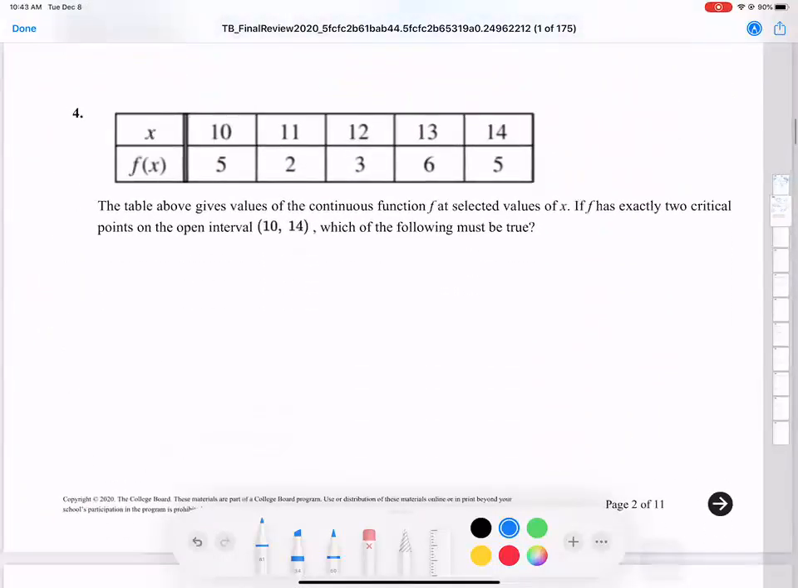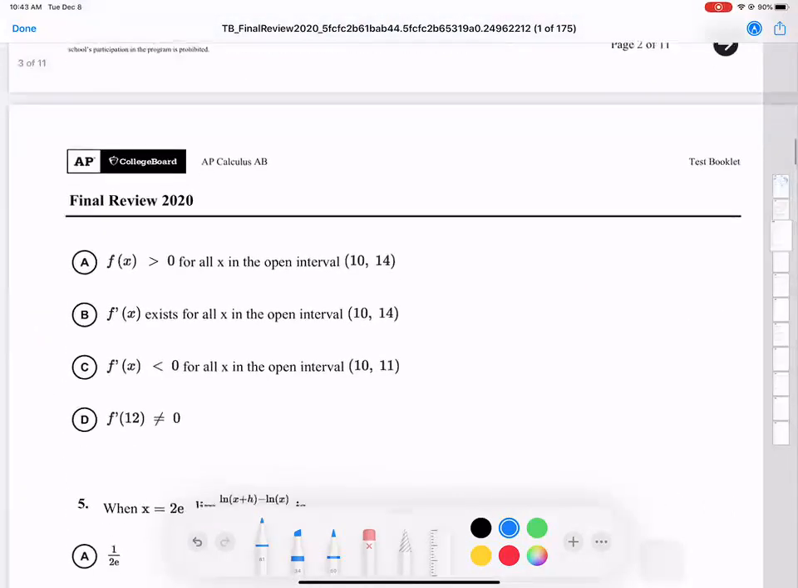Now the table above gives values of the continuous functions. They're telling me this is continuous. So 5 is linked to 2. 2 is linked to 3. 3 is linked to 6. 6 is linked to 5. If f has exactly 2 critical points on the open interval between 10 and 14, which of the following must be true? Oh no, it's one of these.